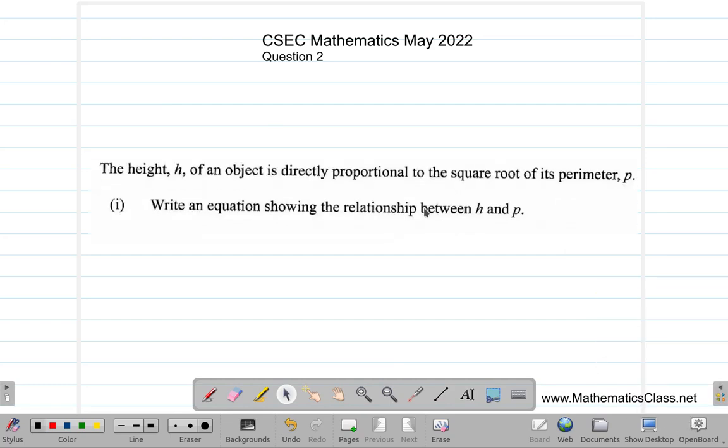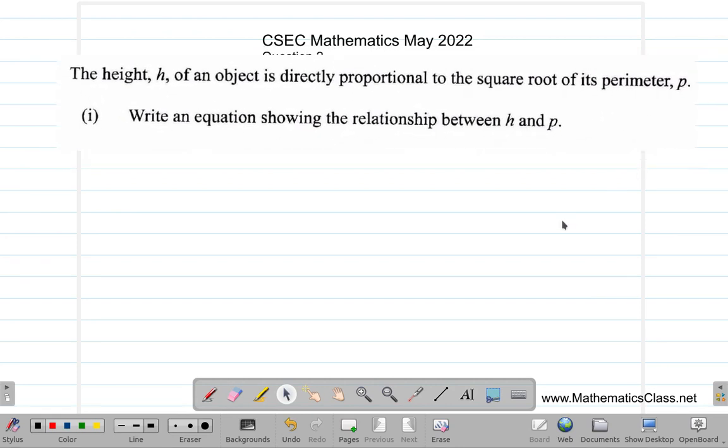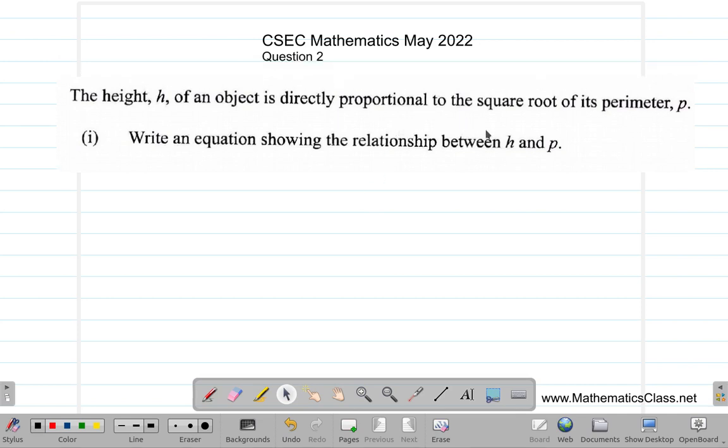Paste. Now, the thing is this. What they say is the height h of an object is directly proportional to the square root of its perimeter P. You must write an equation showing the relationship between h and P.